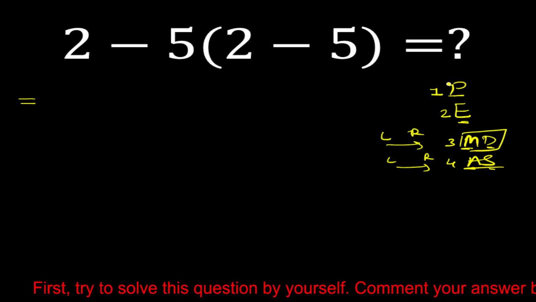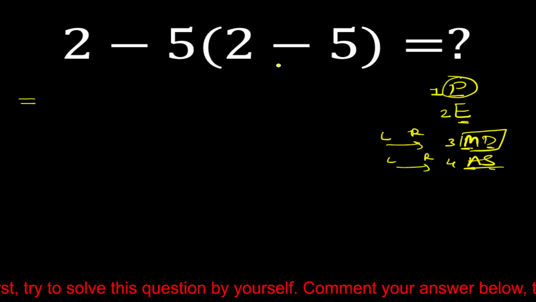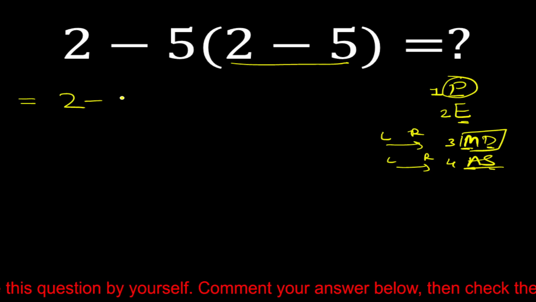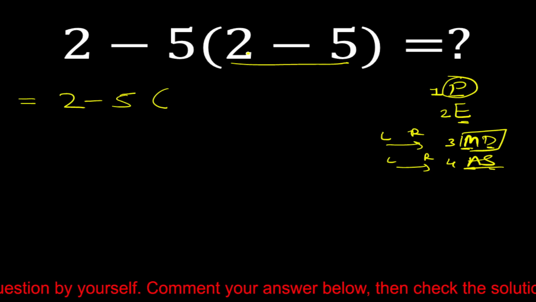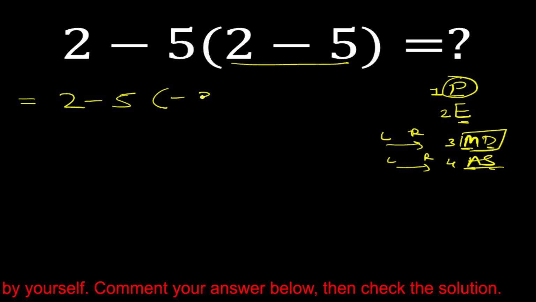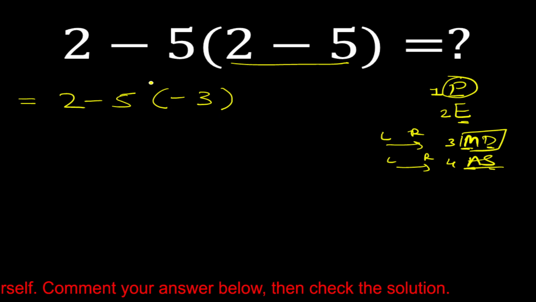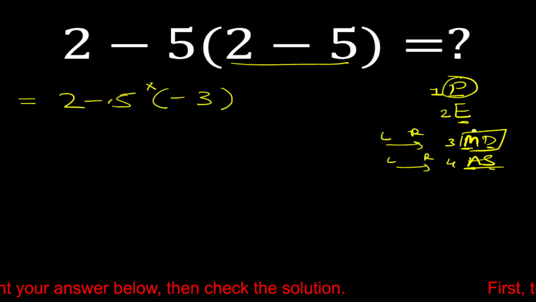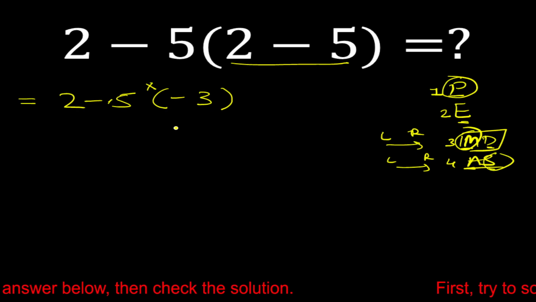Now, according to the rule, first priority is parentheses. So first we have to solve this parentheses. So 2 minus 5. Now solve this parentheses. 2 minus 5 is equal to minus 3. Now here is multiplication and here is subtraction. First priority is multiplication, then we have to solve subtraction.